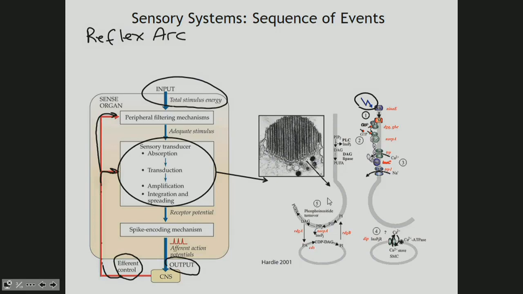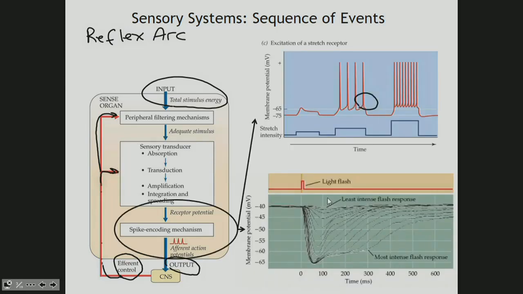I'm not concerned that you know all of these steps. I'm just concerned to make the point here that this process of absorbing the signal, bringing it in, transducing it, amplifying it, integrating it, and spreading it can be fairly complex. And it involves molecular machinery that's often, in the case of photoreceptors, all sort of in the membrane of the photoreceptor. Ultimately, you're generating a receptor potential. And what should happen there is that you'll ultimately make a spike encoding mechanism from that receptor potential.